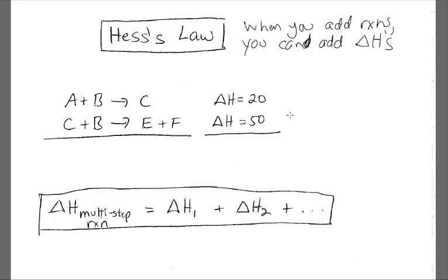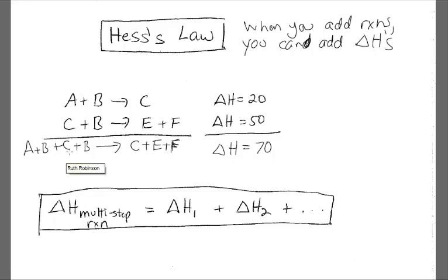All right, so because delta H is a state function, it doesn't matter how you get from the start to the finish. It doesn't depend on the path. So we can add up these two reactions. To do that, we add all the reactants and we add all the products. So we have A plus B plus C plus B, that's all the reactants from both. C plus E plus F are the products. And since we can add those reactions, we can also add the delta H's. So we get 70 in our units.